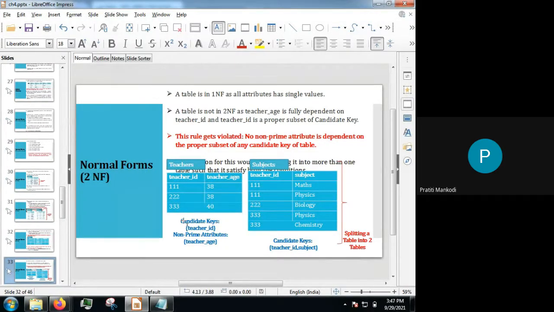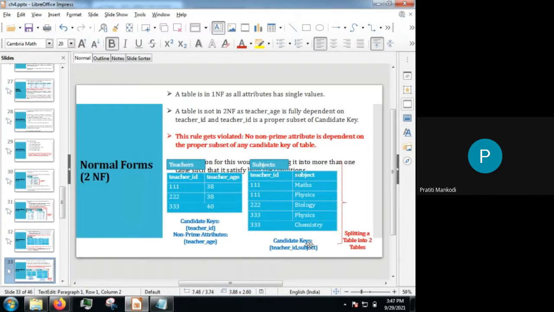What did we do? Teacher ID and age in one table, and teacher ID and subject in another. So now the candidate key is teacher ID, and the non-prime attribute is teacher age. So teacher age is dependent on ID, which is a key attribute. Here teacher ID and subject are the candidate keys. Clear?